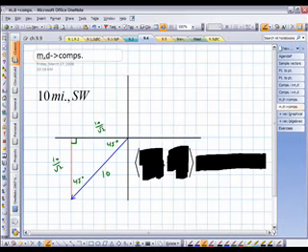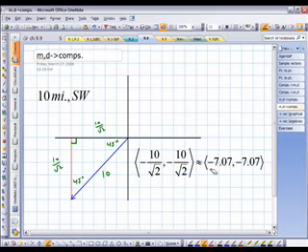But you have to remember, we're in the third quadrant, so actually this is left 10 over rad 2, down 10 over rad 2, so they're both negative. So negative 10 over rad 2, negative 10 over rad 2, which you can simplify to about negative 7.07, comma negative 7.07, and of course our units are miles again.